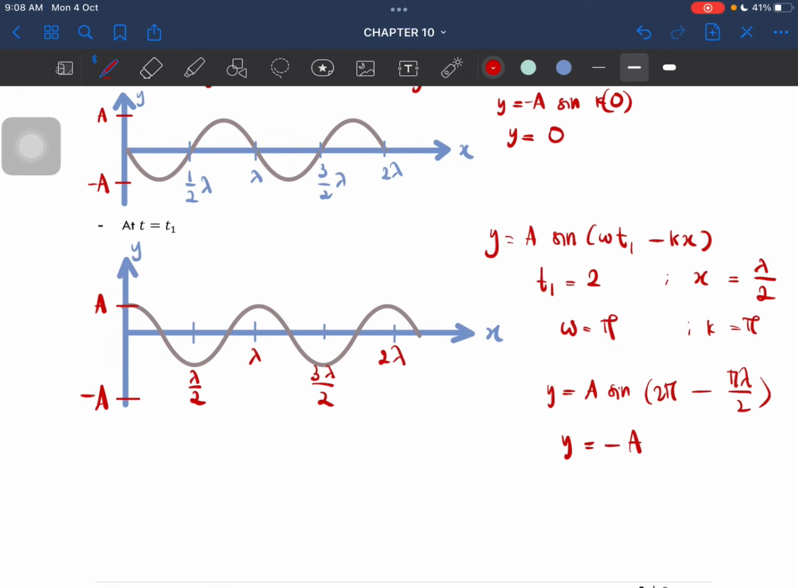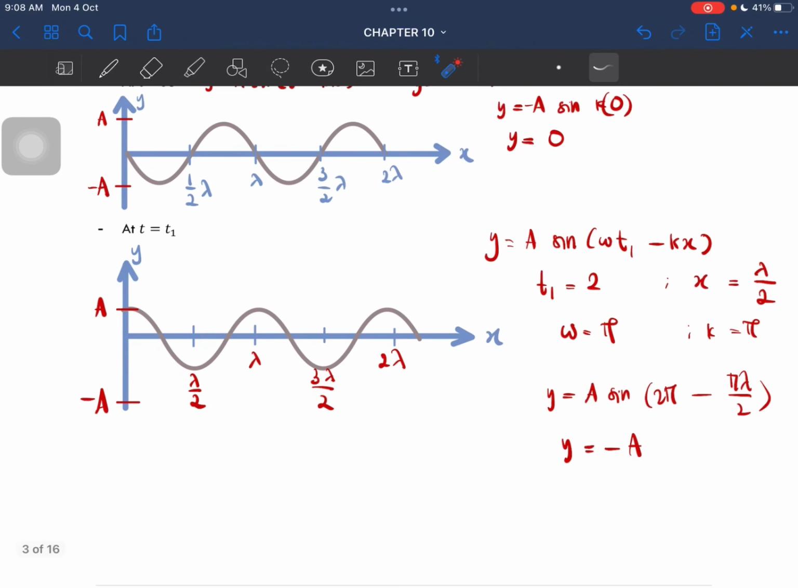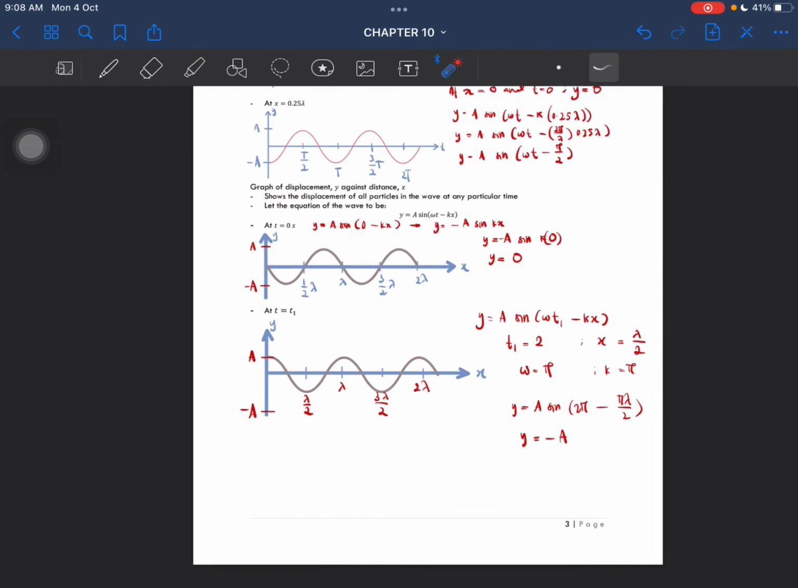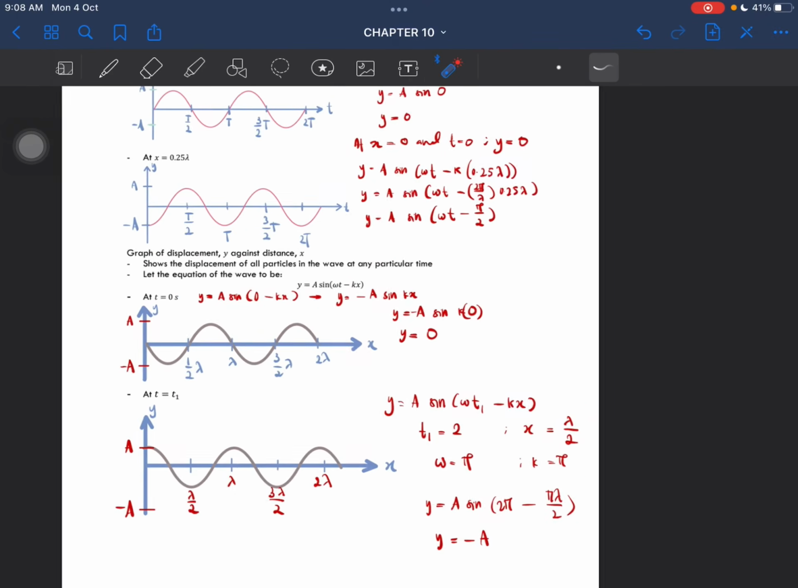This is 2 lambda. Okay, so now it has shifted to the right. It has shifted by 0.25 lambda to the right. Okay, so that is how you draw the graph for progressive waves.